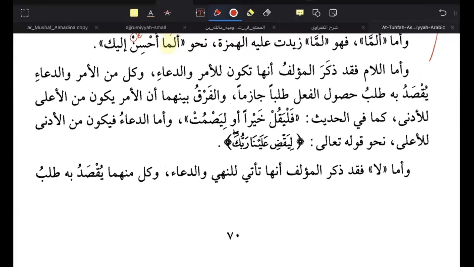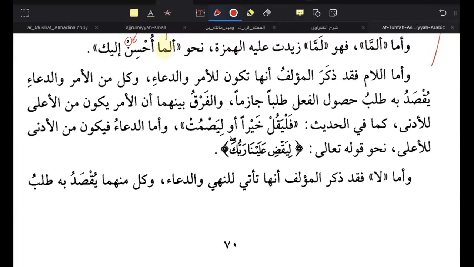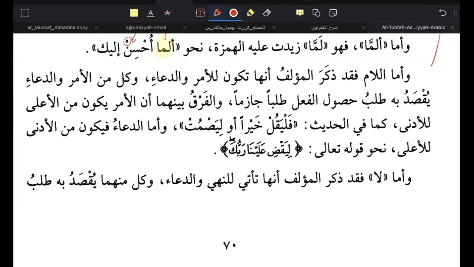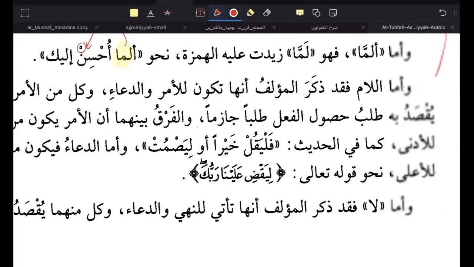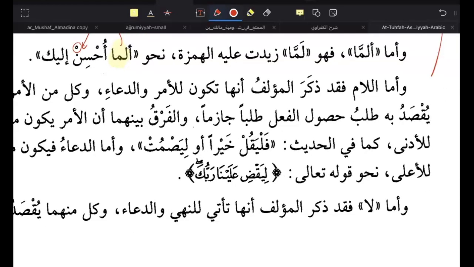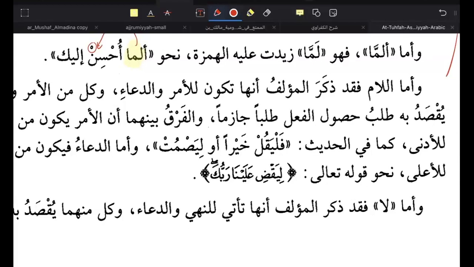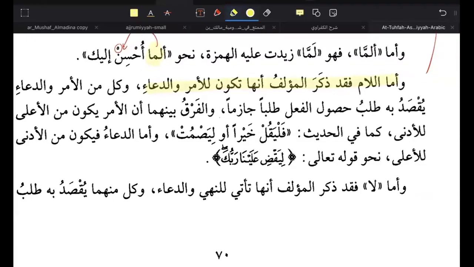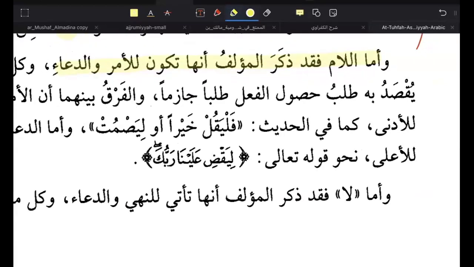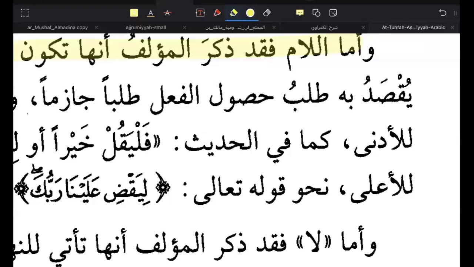Then we have Amma Lam. As for the Lam, فقد ذكر المؤلف, the author mentioned أنها تكون للأمر والدعاء. So this Lam is Lamul Amr, the Lam for the command. And the Musannif, the author mentioned that it can be for Amr, for command, or it can also be for dua, also for supplications. وكل من الأمر والدعاء يقصد به طلب حصول الفعل طلبا جازما.